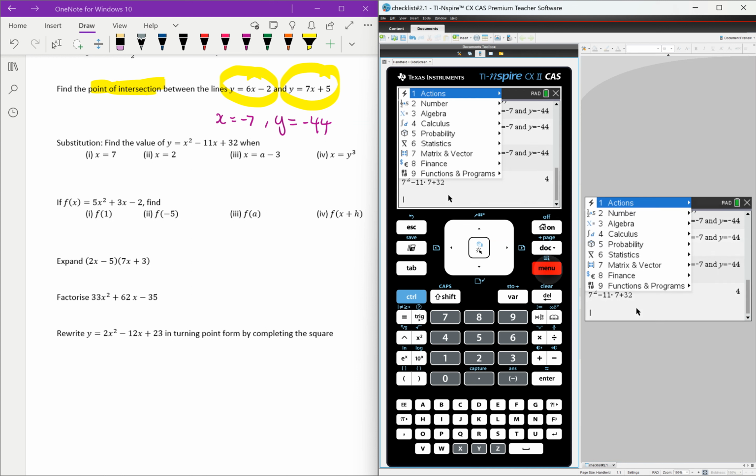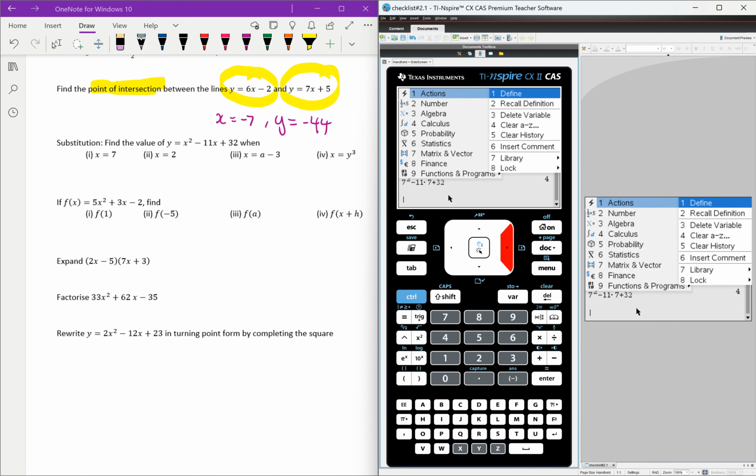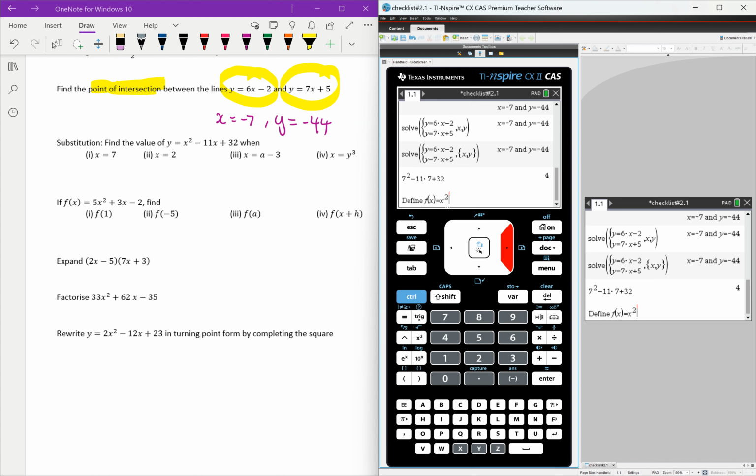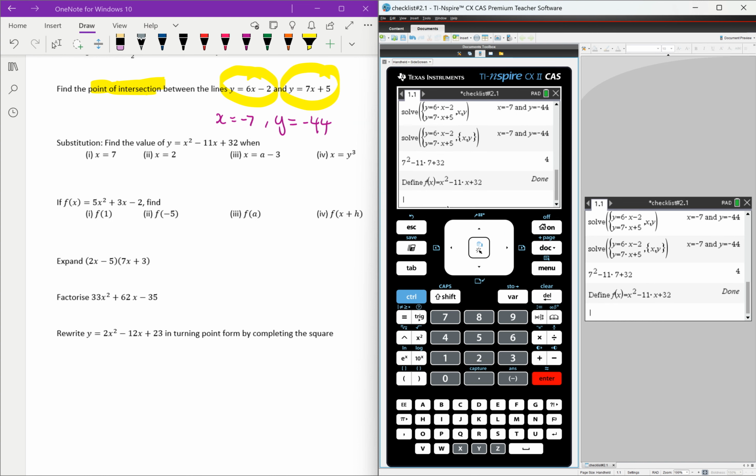So here we go, menu, actions, number 1, and then define number 1. So menu 1, 1 is your shortcut. And I want you to use f bracket, x, close brackets. Okay, so this is saying you've got a function, and in that function it's going to have x variables. Okay, so I'm going to press equals here. So equals just right next to the trig button over here. That's where your equals button is. And let's do it. So I'm going to do x to the power of 2 minus 11 times x plus 32, right? I'm going to press enter, and it says done.